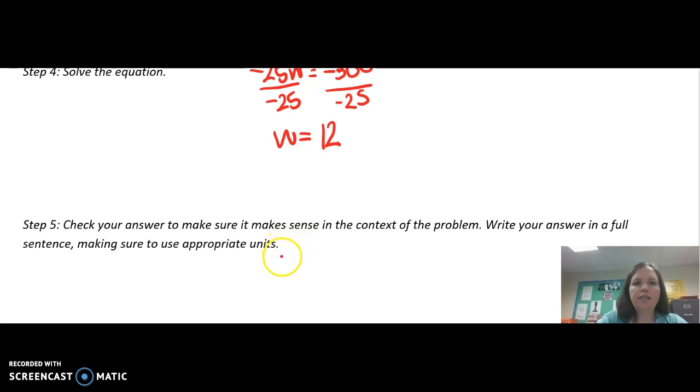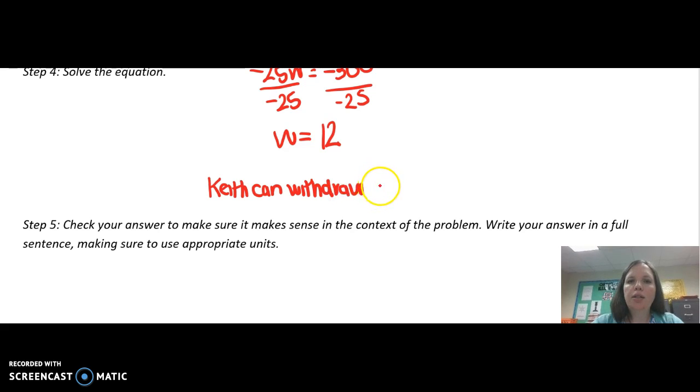The answer is written in a full sentence, so give it some context, give the answer. So Keith can withdraw money, and your sentence can be more elaborate if you want, can withdraw money for 12 weeks. You could continue on and talk more about the narrative. Keith can withdraw money from his account for 12 weeks and still end up with $200 at the end of the summer. But basically, you're just giving it some units and in sentence form.